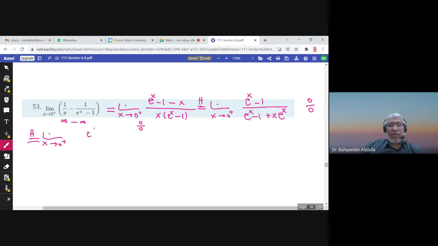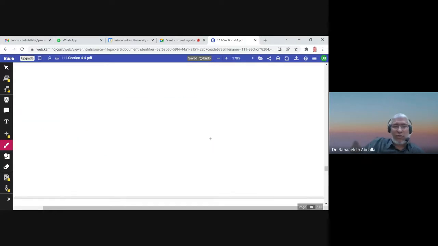Derivative of e^x minus 1 is e^x. Here derivative of e^x. Derivative of negative 1 is 0. I have product. Derivative of x is 1, plus x times derivative of e^x. Replace x by 0. e to the power 0 is 1. And here 0 times 1, so it would be 0. And the answer is 1 over 2.